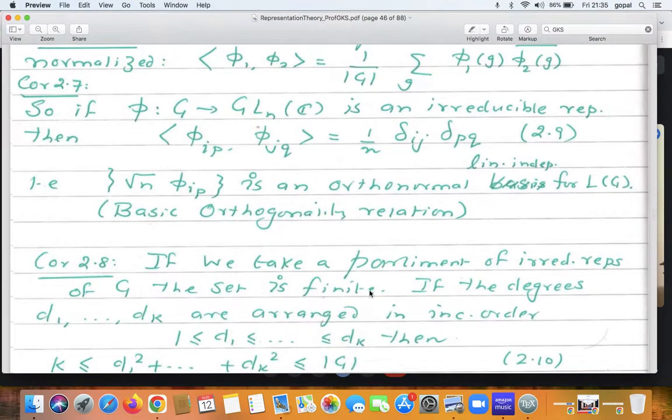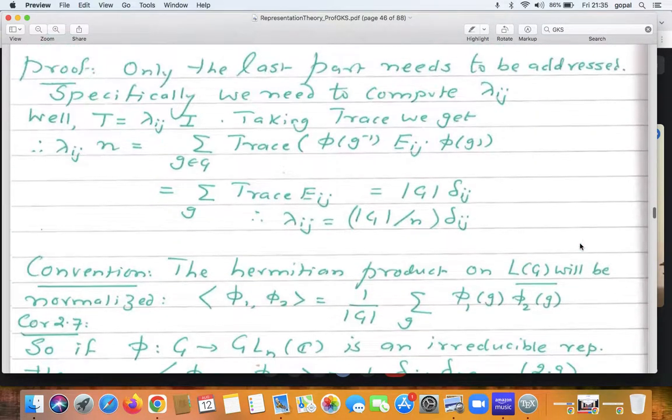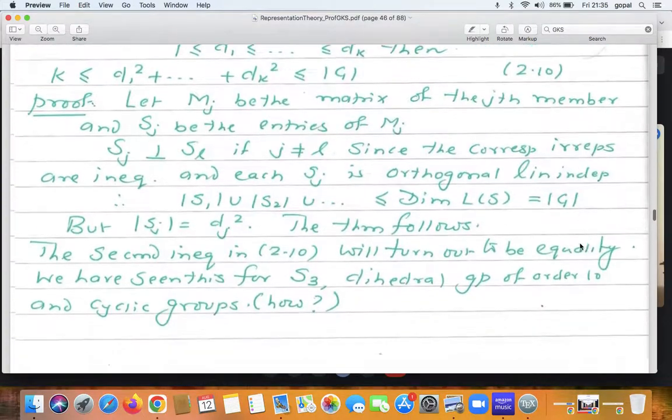So earlier I said it forms an orthonormal basis. No, we have not proved that yet. It's just an orthonormal linearly independent set. That's what I made a slip of tongue.